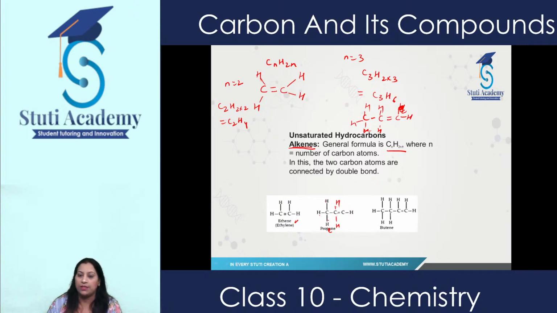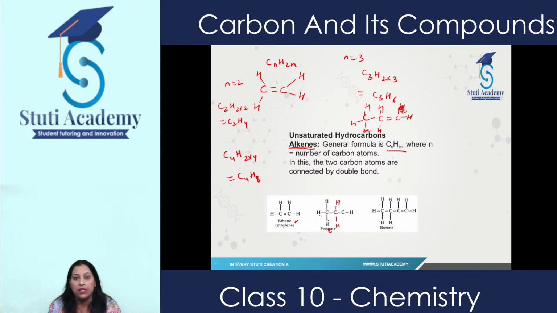formulas and structures. Now butene, 4, it means it has 4 carbon atoms. So C4H2 into 4, C4H8, 1, 2, 3, 4, and hydrogens 1, 2, 3, 4, 5, 6, 7, 8. So this is the formula for butene. I hope till here it is clear how we can write these formulas for saturated and unsaturated hydrocarbons.